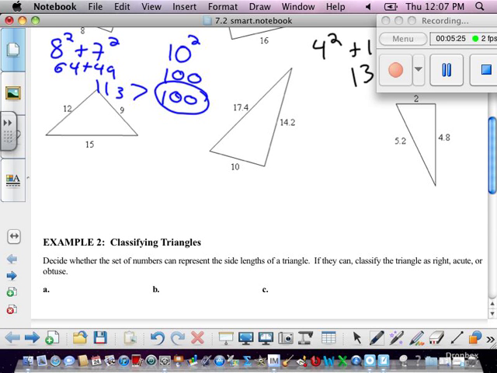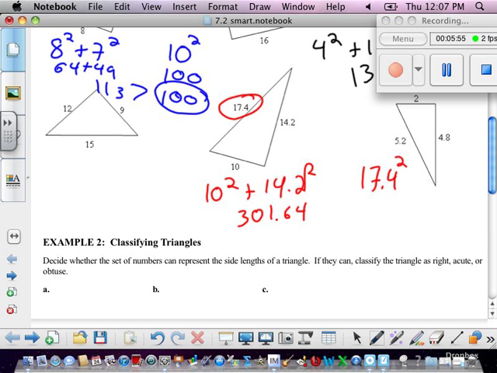It does have decimals. That's okay. Which one is the hypotenuse? Please raise your hand if you can tell me which is the hypotenuse. Tracy. 17.4. And how did you know, Tracy? It's the biggest side, yes. So we've got 10 squared plus 14.2 squared. We don't know what it is. 17.4 squared. Okay, let's put it in the calculator. 10 squared plus 14.2 squared gives us 301.64. And 17.4 squared gives us 302.76.